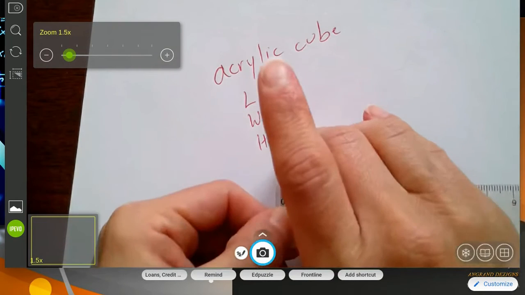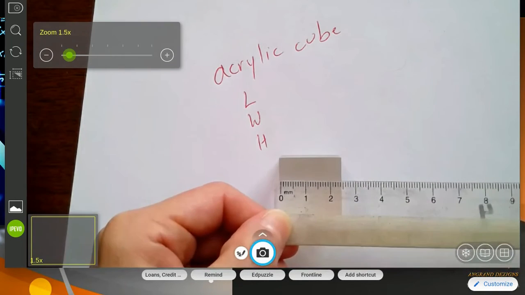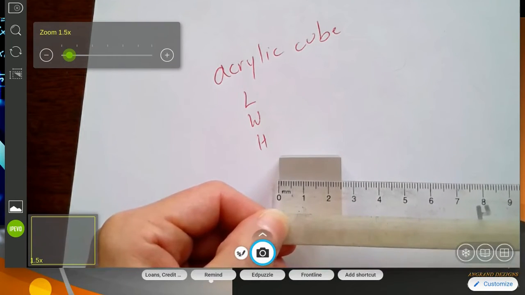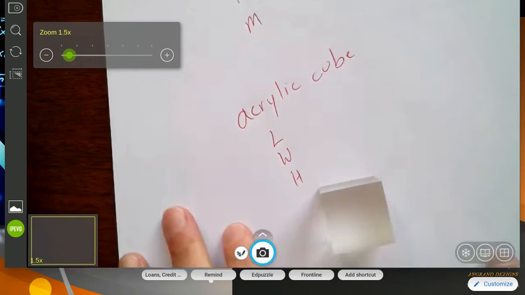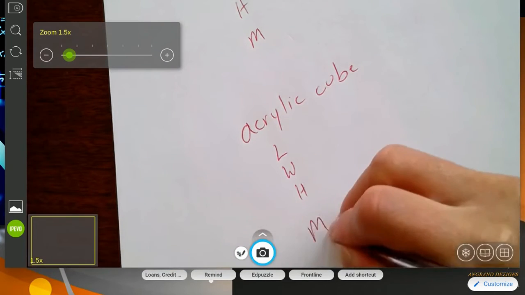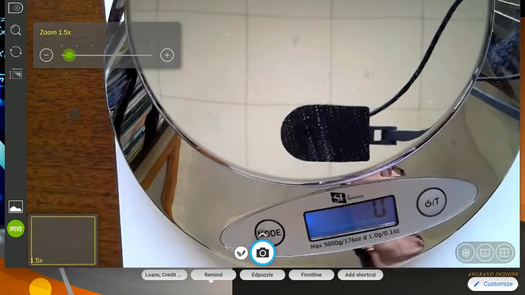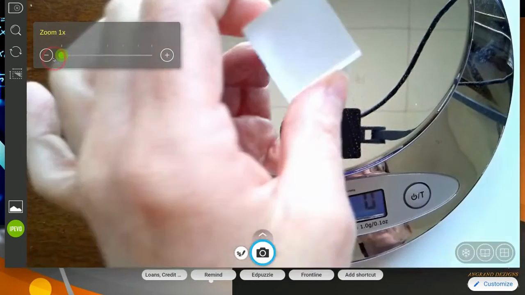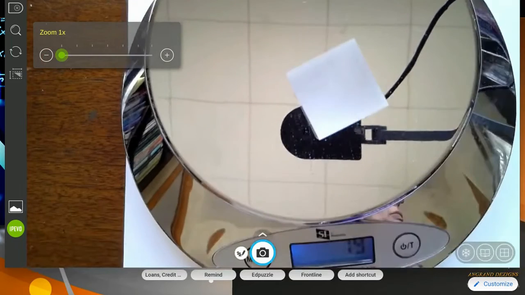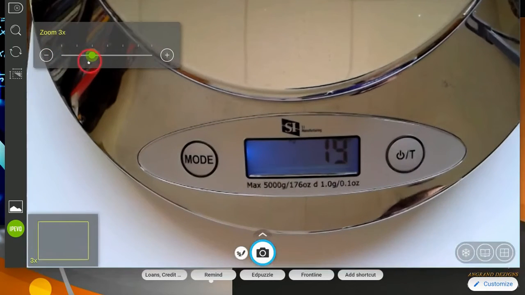So, let's do that. There, right there. That's your cube. That's going to be the length and the width and the height, because again, cube, all the sides are the same. And then we need our mass. So I'll put this back down. Now you should be able to see the mass.